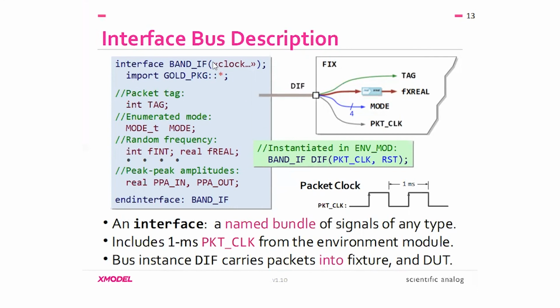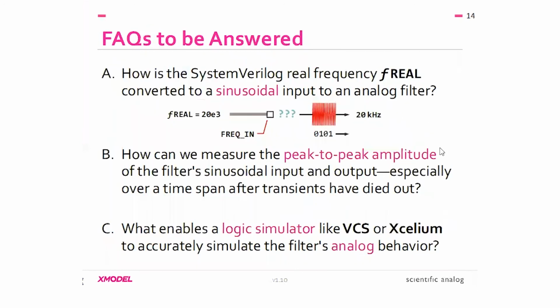And we can also bring in a clock signal and a reset, which are defined at the very top level of our test bench and are spliced in as ports. Once this interface bus reaches the interface port on the fixture, we can reference any of the available signals using dot notation. So it's this interface bus diff that carries the packet information into the fixture and from there to the DUT.